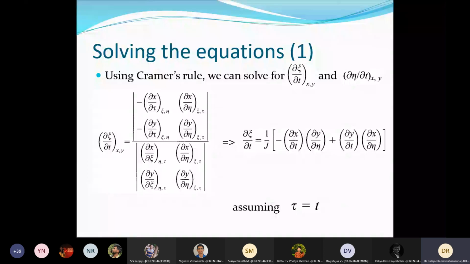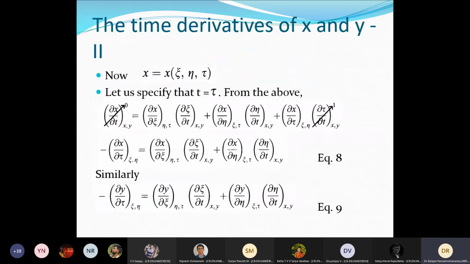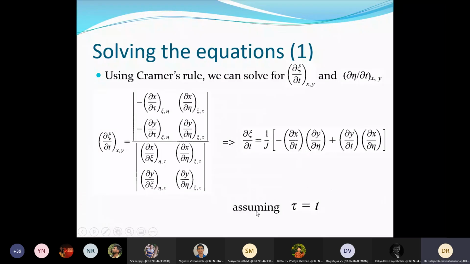Now, using these equations for ∂ζ/∂t, ∂ζ/∂t and ∂η/∂t are the two unknowns in this equation. Then we solve using Cramer's rule. So you will get, just like before, ∂ζ/∂t is 1 by J into this expression. J is the Jacobian as defined earlier.